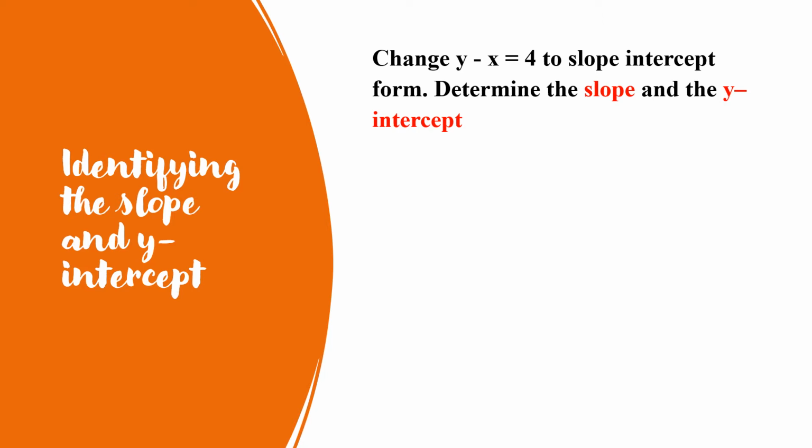Determine the slope and the y-intercept. Like what I said a while ago, you need to put the equation in the slope-intercept form, which is y is equal to mx plus b. So y minus x is equal to 4, and to put this into y equals mx plus b, we need to put y on the left side alone. To do that, we need to use the addition property of equality. Add both sides of the equation by x, and that is y minus x plus x is equal to 4 plus x. Then negative x plus x is equal to 0. That's why we only have y on the left side, and 4 plus x is equal to x plus 4.